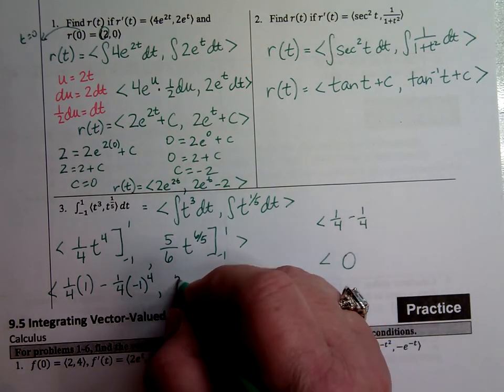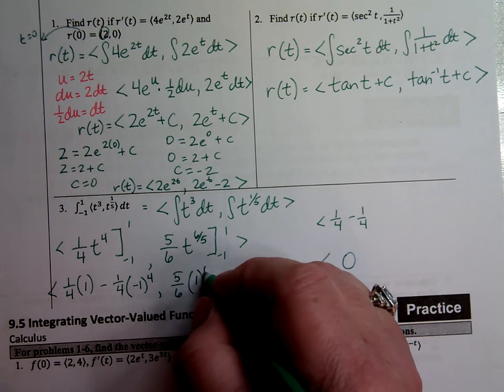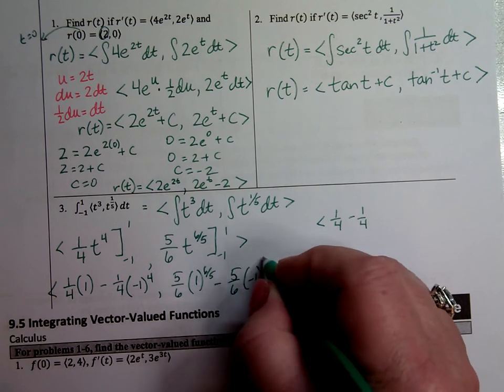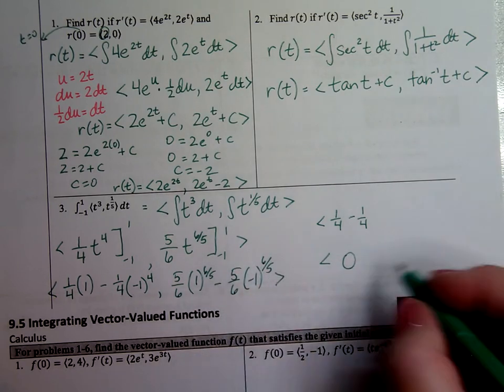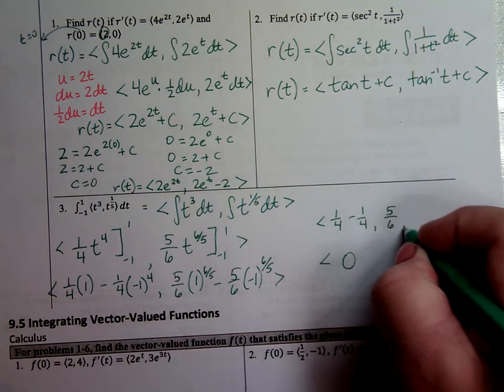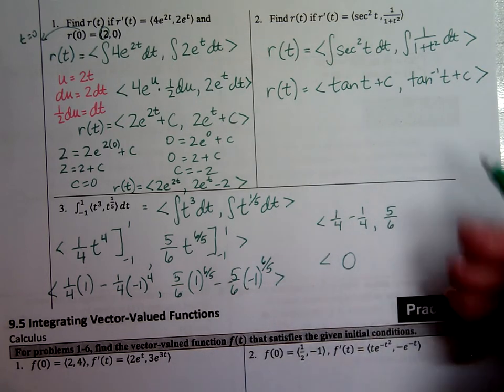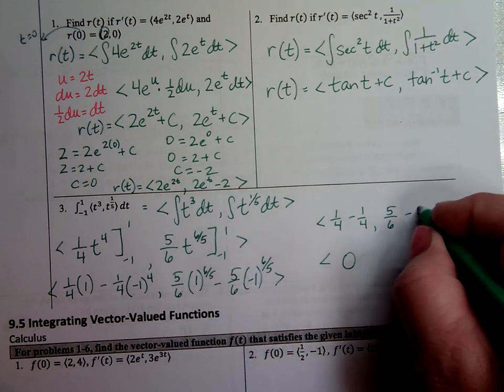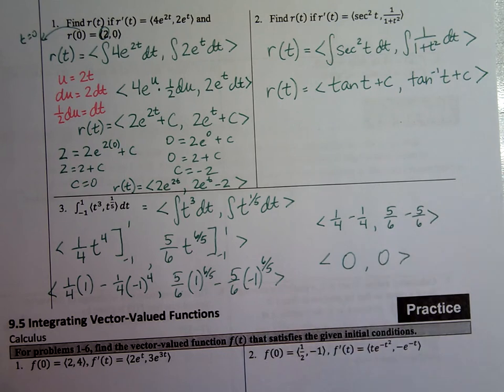Now I'm taking 5/6 times 1 to the 6/5, minus 5/6 times -1 to the 6/5. Well, this is 1, so it's 5/6 minus. And then this guy, if I have a -1, but I'm taking the 5th root of it, and then raising it to the 6th power, it's an even power, so it's going to be +1. So it's minus 5/6. And I get another 0. And there you go. There's my resulting integral for this particular guy going between -1 and 1.